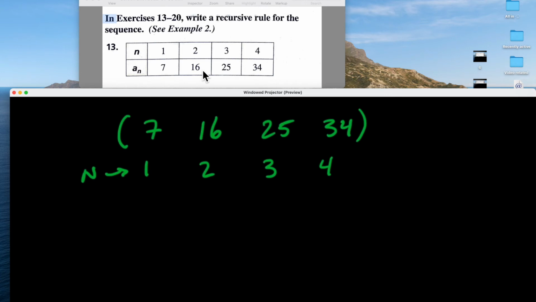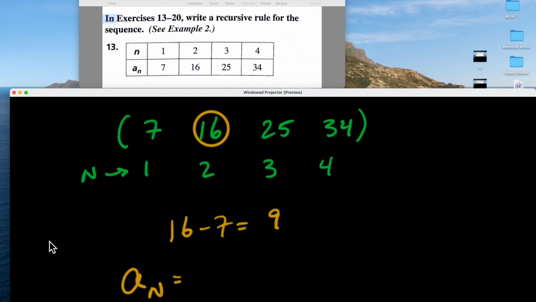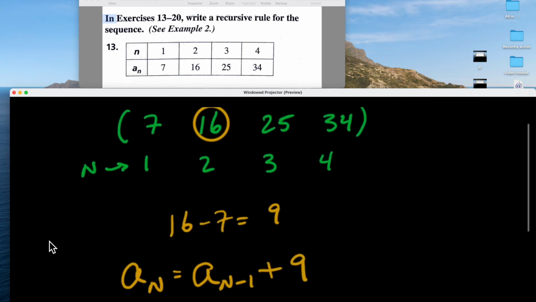Okay. In order to write the recursive rule, in order to really deal with any of these formulas, you want to know what your d value is. What's the common difference? The common difference is obtained by taking this number and subtracting the number that's to its left. And that value is 9. Okay, so let's write our recursive rule. In order to find the value at any given number slot, you go to the slot before and you add 9.